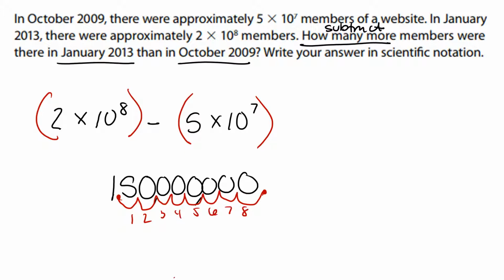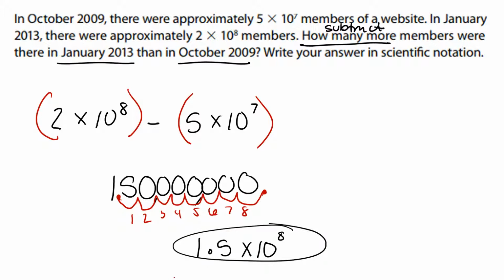When we write our final answer, we only write the 1.5. We do not write the zeros. We always write times 10. And it's to the positive 8th power because that is a large number. Large numbers are represented by positive exponents.